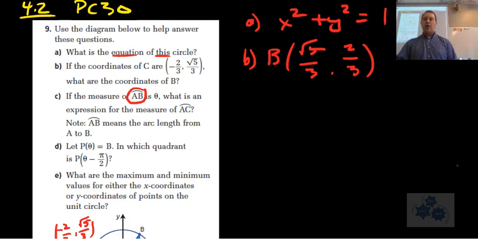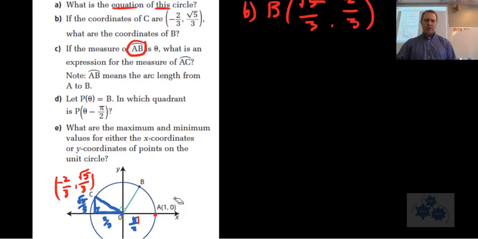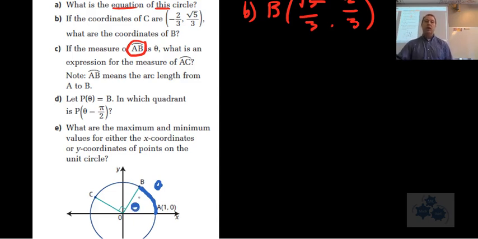So if the measure of arc AB is theta, let's erase some of this now. So arc AB, where is that? That would be right here. That arc AB, that's theta. It also means that this is theta, doesn't it? Because we're on a unit circle, right? And the radius and the arc length are related in a unit circle, aren't they? So they're going to be the same.